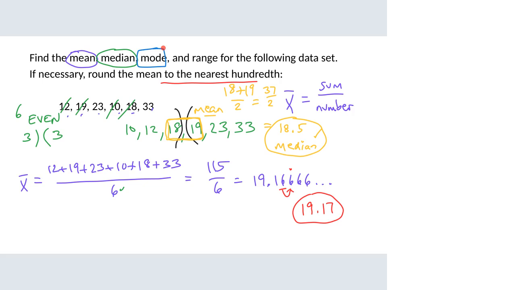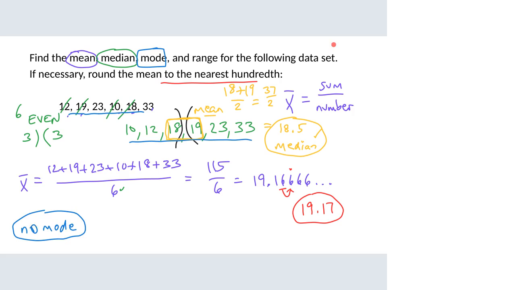The mode, that's the data point that occurs the most. It's not always easy to see the mode when they're written like this, but when we write them from least to greatest, we can see if there are any that occur more than any others. Here, they all just occur once. So here, there is no mode because there's no data point that occurs more than the others.